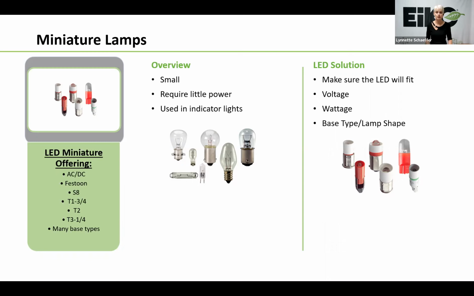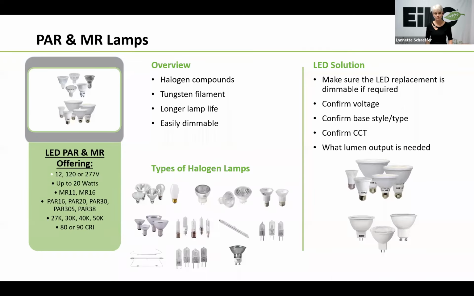Now, the biggest guide when recommending a miniature lamp solution or replacement is to confirm that the replacement will fit. That's a big one. You also have to, like in any case, confirm the voltage, the wattage, the base, and also the shape. Now, as we mentioned in previous trainings, incandescent lamps have a glass enclosure containing a filament. We also mentioned that halogen lamps last longer than incandescent lamps. They are easily dimmable and there's no ballast. However, this is not the case with LED lamps.